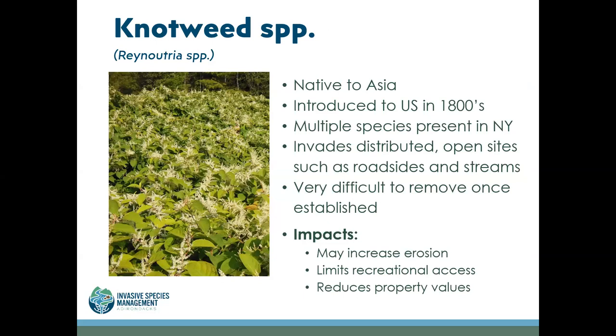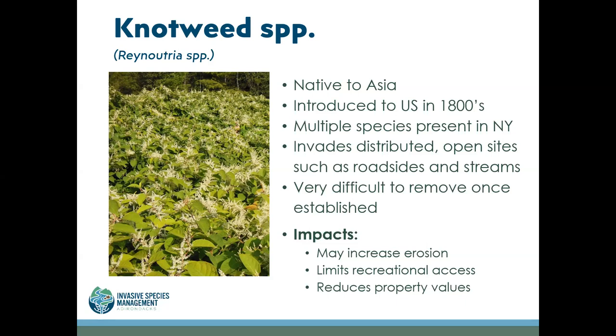There are actually multiple species of invasive knotweed present in New York State, which we lump into this general category of just invasive knotweed. Those individual species include Japanese knotweed, giant knotweed, and a hybrid of the two referred to as Bohemian knotweed. Luckily for us, they all look very similar, so they're pretty easy to identify. And we manage them using similar techniques, so it's not necessarily important to distinguish them to the species level.